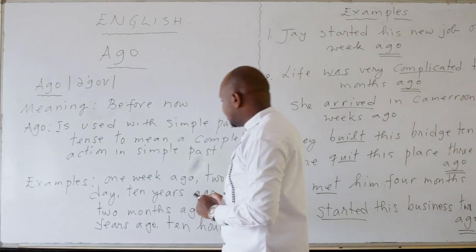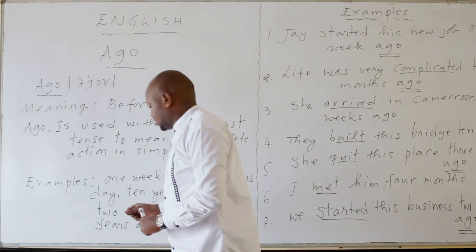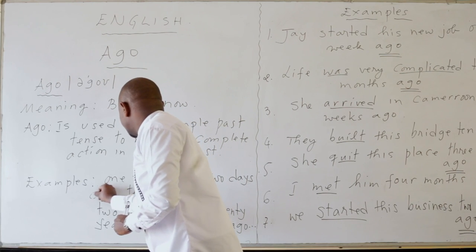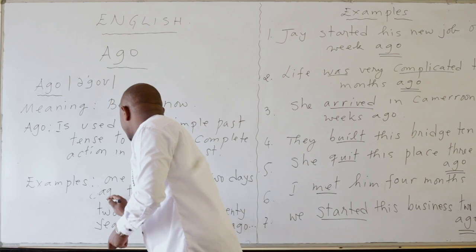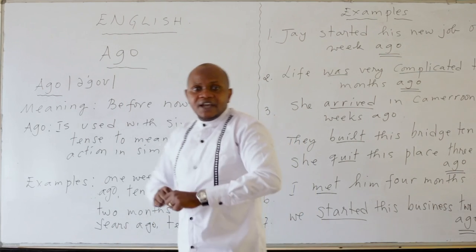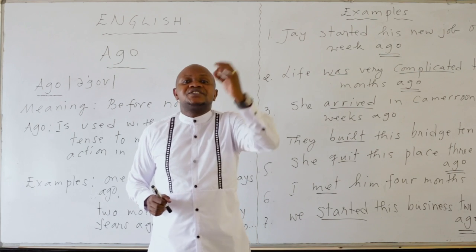Good. Then here you can say 2 days ago. Yes, 2 days ago. 10 years ago. For example, you can say, I married her 10 years ago.